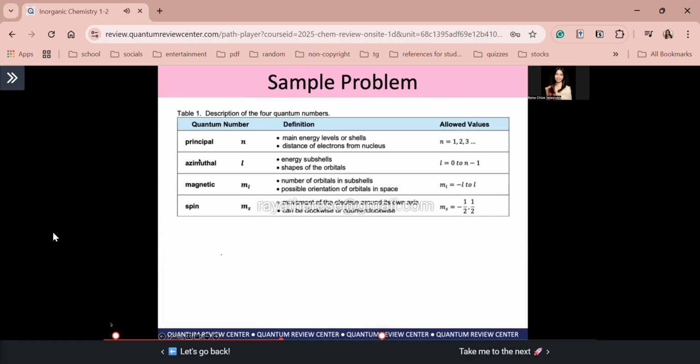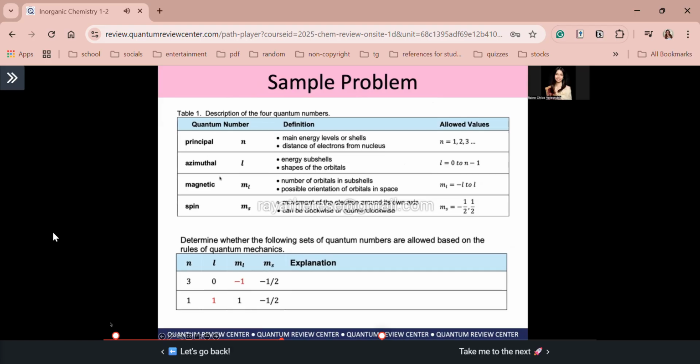Now, we have another sample problem. Okay, try nyo muna sagutan guys, okay? Okay guys, let's answer. So, determine whether the following sets of quantum numbers are allowed based on the rules of quantum mechanics. So for the first row, let's answer that. N is equal to 3, tama naman. L is equal to 0, tama rin. Okay, so with this, we can assume that the orbital for this set is 3s.